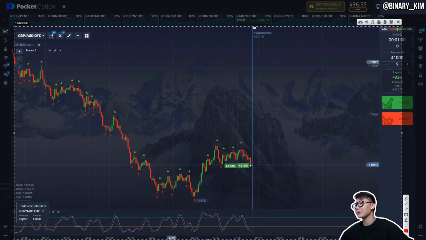I'll point out the workspace, and if we look at the stochastic, we see the moving average have broken down the level 30, which is the oversold zone, and there was a rejection from this particular level here and here.